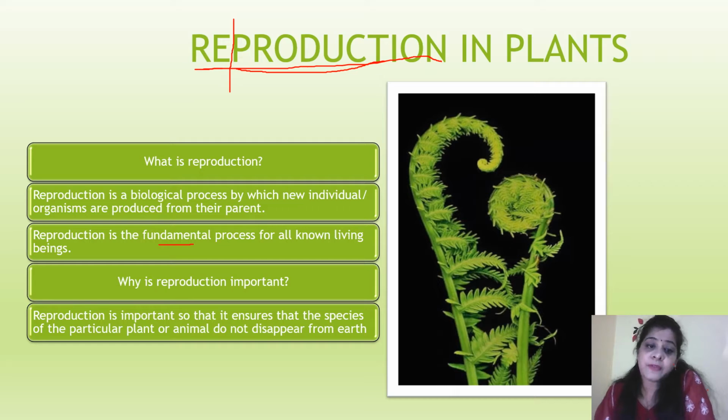So why is it a fundamental process? Because if the plants do not reproduce, one day or the other the species of the plant will disappear from earth. अगर वो reproduce नहीं करेंगे तो फिर किसी न किसी तरीके से वो स्पीशीज खत्म हो जाएगी.